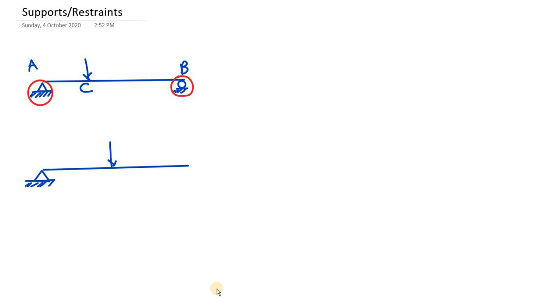Before we go into the main topic, force method, we are first going to discuss some of the very basics. So first of all, supports are restraints. Now you are familiar with the concepts of supports or restraints.